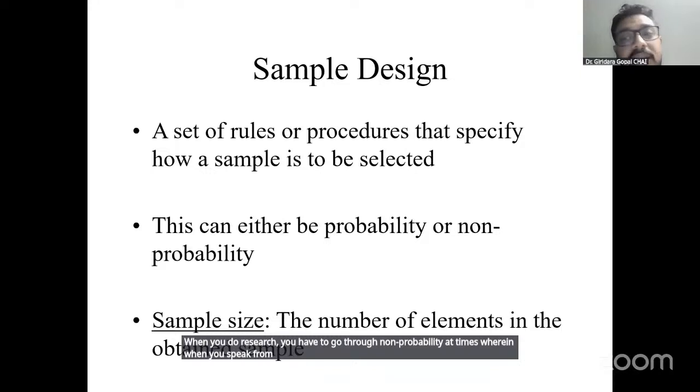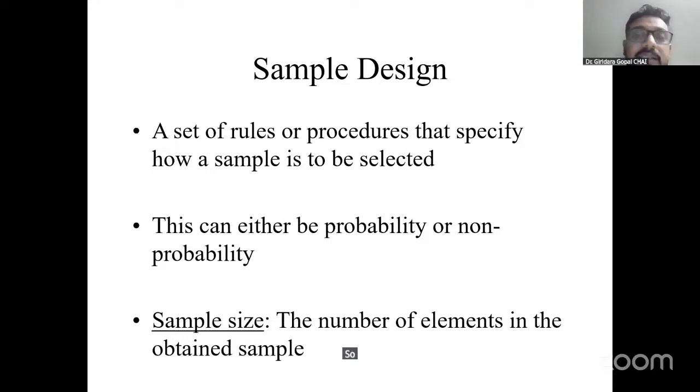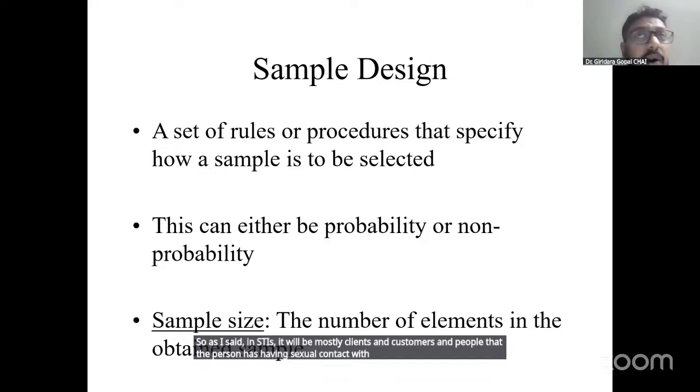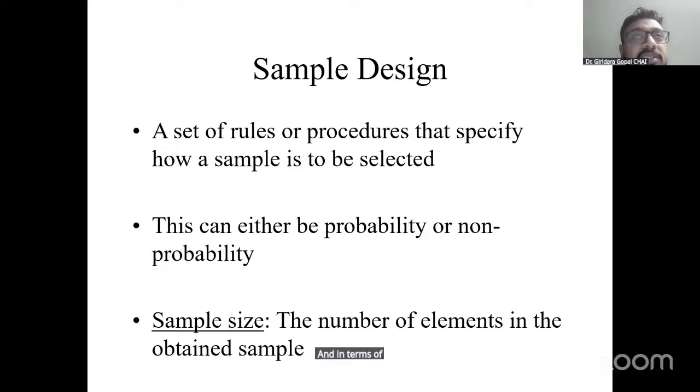you could go to the other individual because usually it is peers. And from that peer, you will probably add on more people as you go forward. So as I said, in STIs, it will be mostly clients and customers and people that the person is having sexual contact with. Or in terms of the poor information that I mentioned earlier, it could be my school, the tuitions I go to, or my social peer groups I go and meet. And in terms of intravenous drug abusers, yes, it's a very close knit community.